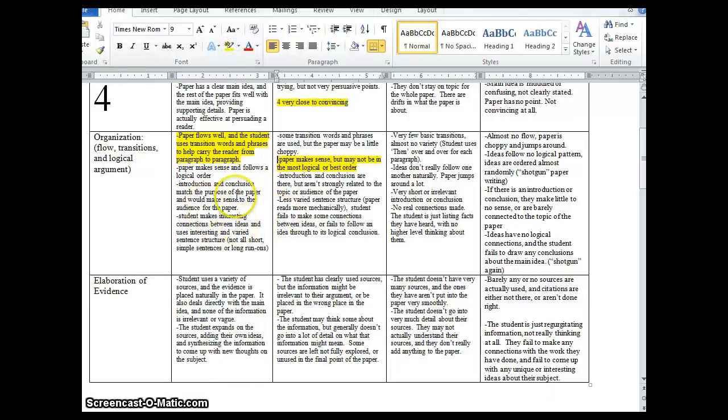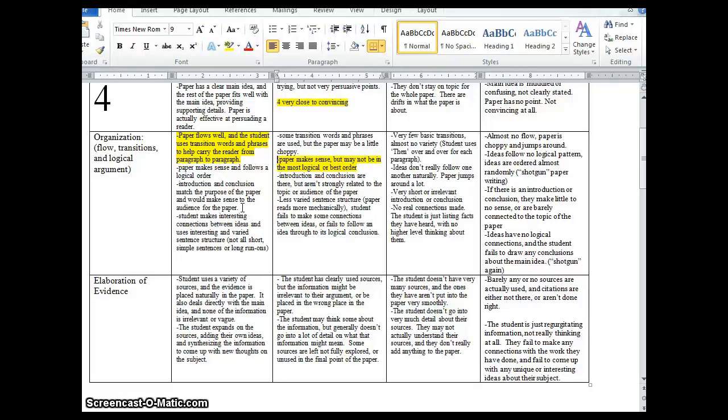Okay. Introduction and conclusion match the purpose of the paper and would make sense to the audience for the paper. So essentially, the intro and the conclusion sum up what's in the body of the paragraph. So the intro needs to kind of entice you. It needs to give you that clear background information. This is the category where you need to be the most difficult on them.